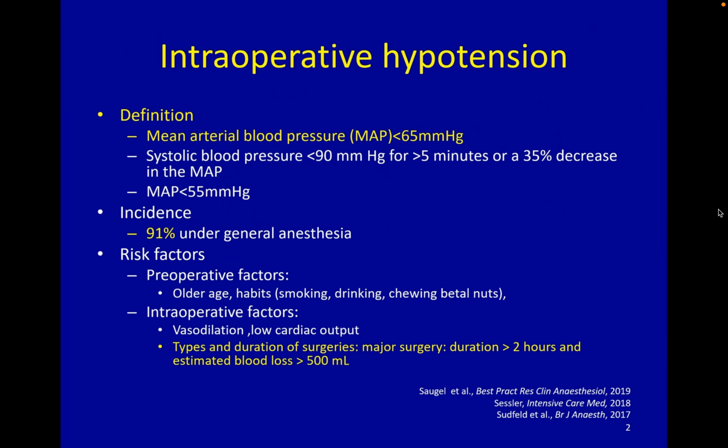The most commonly used definition of intraoperative hypotension is a mean arterial blood pressure lower than 65 millimeters of mercury. The incidence of intraoperative hypotension is 91%. The most important intraoperative hypotension risk factor is major surgery, which is defined as a surgical duration longer than 2 hours or estimated blood loss higher than 500 milliliters.